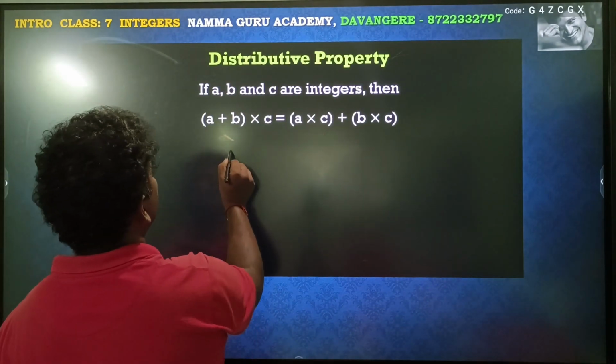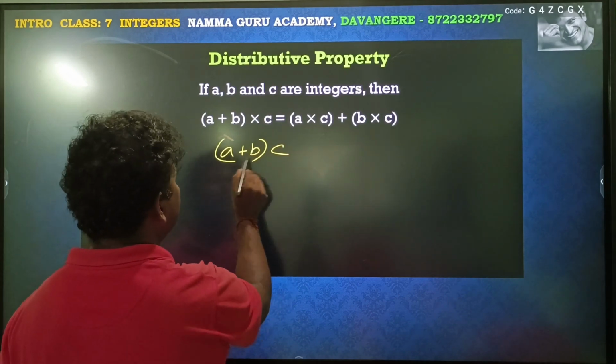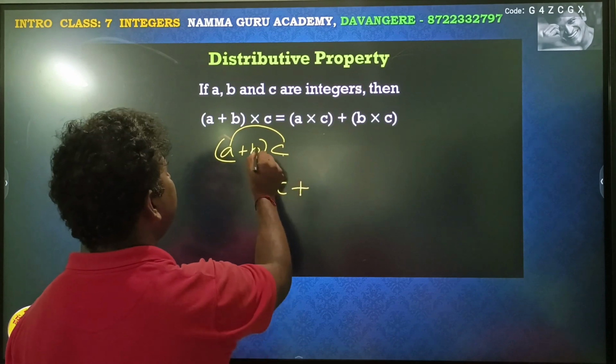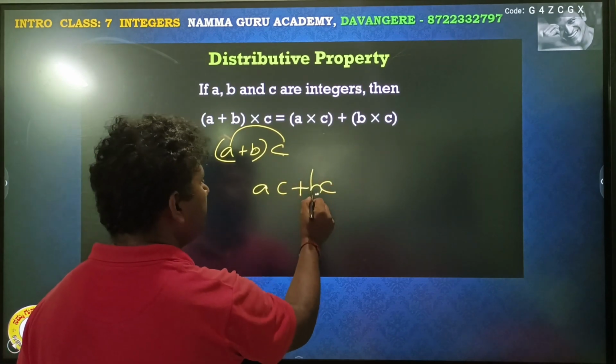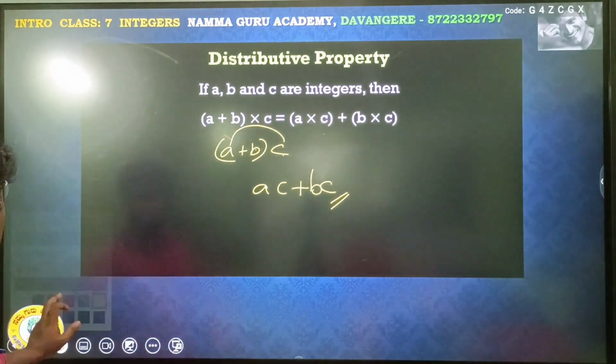What does it mean? A plus B into C means C is multiplied to A also, plus C is multiplied to B also. It is a simple concept. I hope you have understood it.